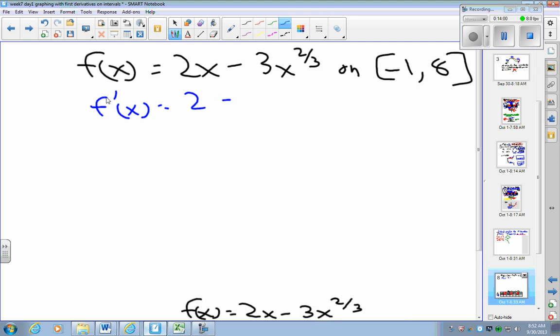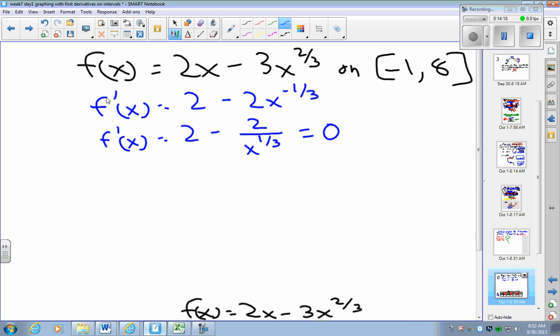2 minus, let's see, that 2/3 falls, so it cancels with the 3. So minus 2x to the negative 1/3, which is f prime of x is 2 minus 2x to the 1/3, and we want to set it equal to 0. When we set it equal to 0, we are trying to find the horizontal tangent.